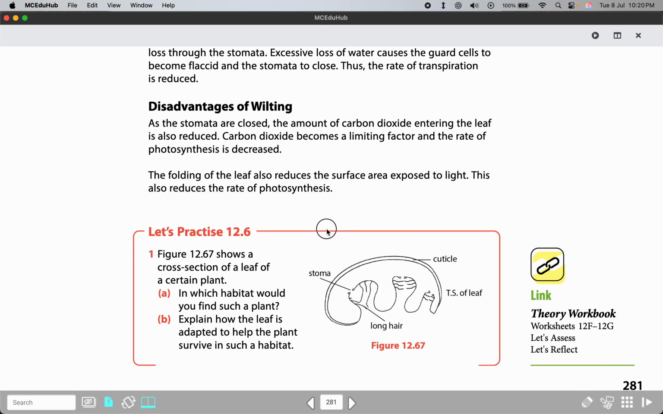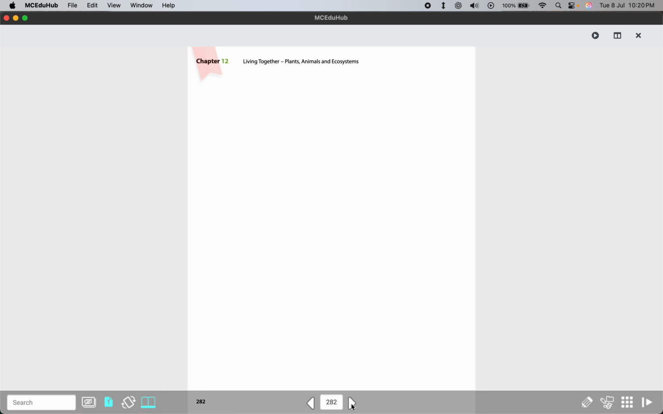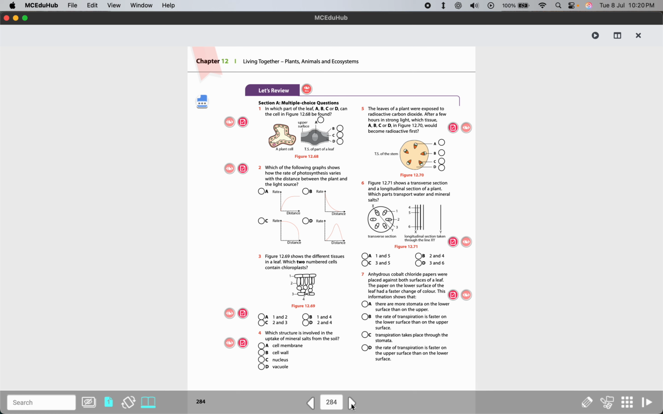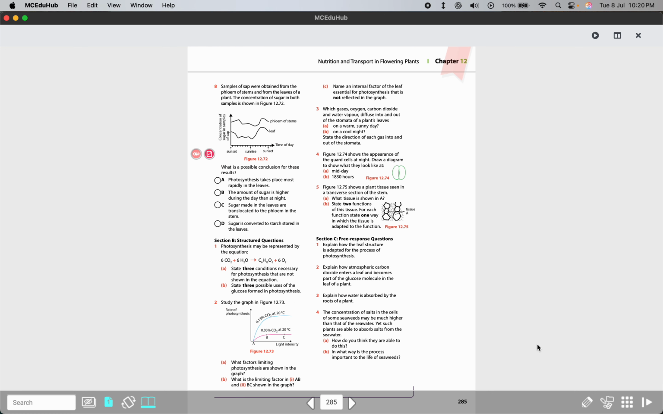All right. So I think that is it for this whole chapter. Do look through your textbook, where you can try some of these questions here and there. The answer keys are at the back of your textbook.